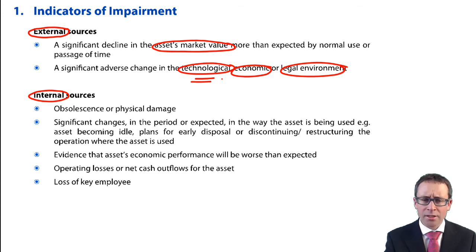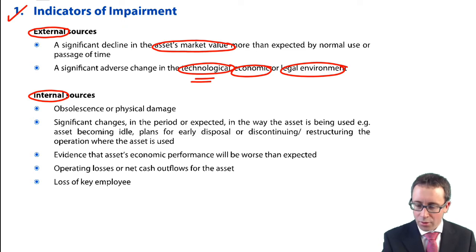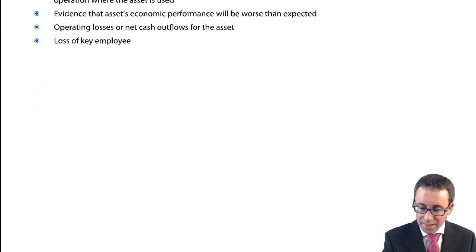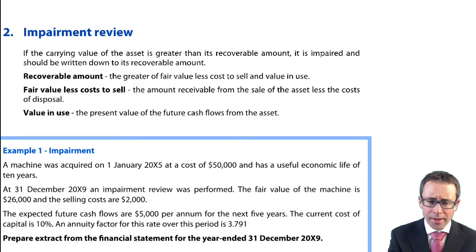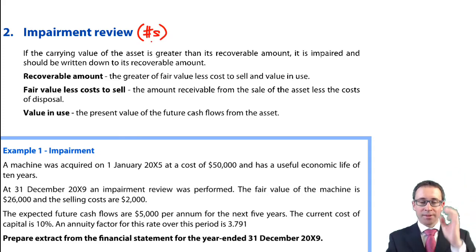Okay, so that's step one. Tick. So that's saying, look, your asset or group of assets may potentially be impaired. Second bit is actually doing the impairment review. So that's actually working out the numbers. Again, we have rules. We need to learn the rules, and not only learn them, we then need to apply them, don't we?